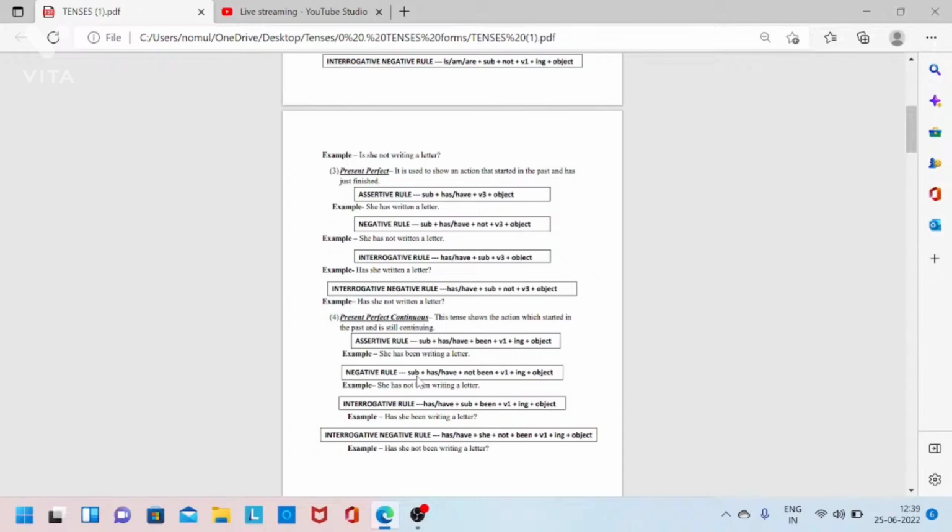For the interrogative negative formation, we have has or have plus subject plus not plus v3 plus object, okay. So, has she not written a letter?